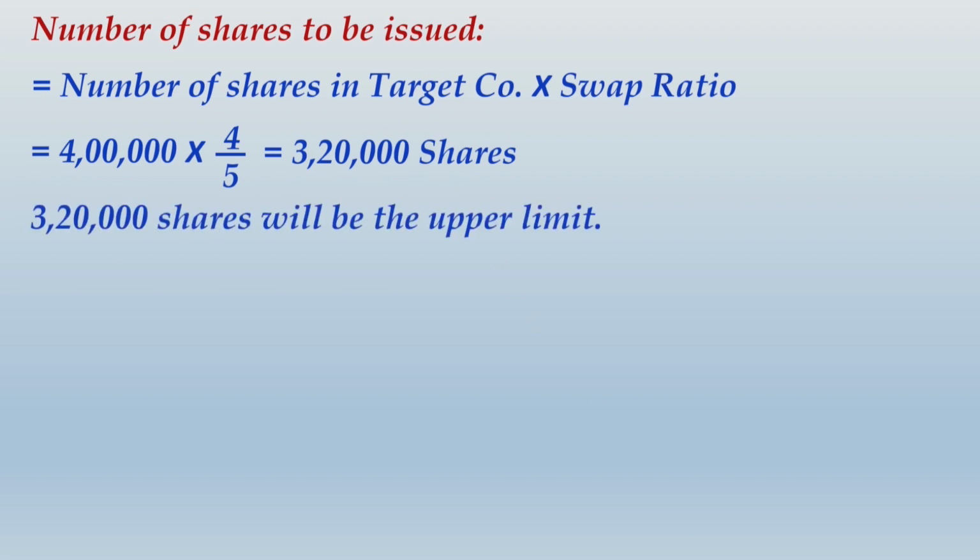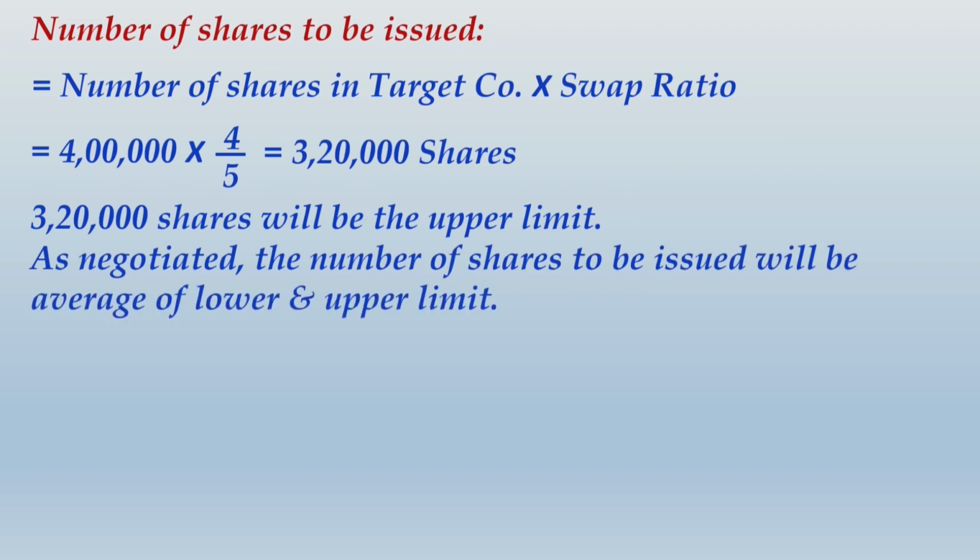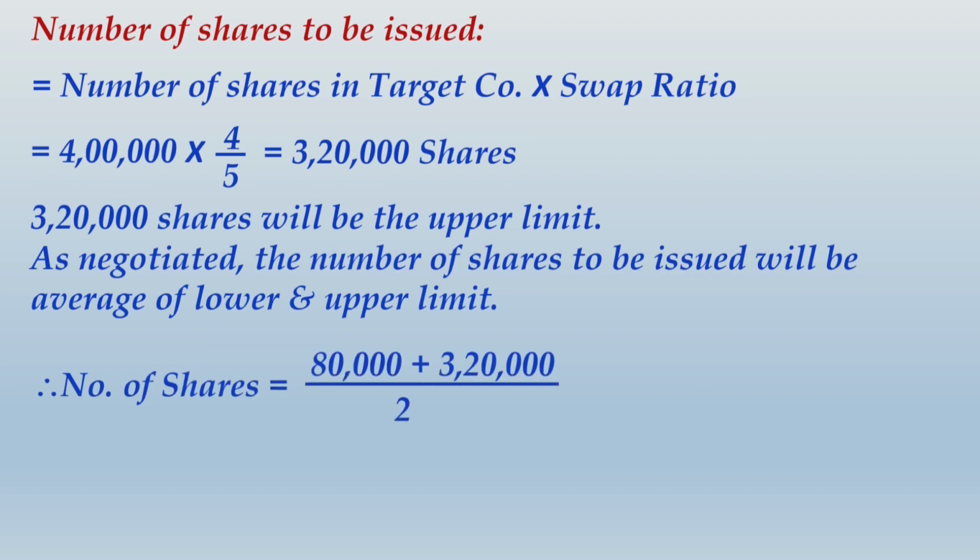And now what they have agreed, the effective number of shares to be finally issued will be the average of this upper and lower limit. So as negotiated, the number of shares to be issued will be the average of lower and upper limit. That number of shares will be 80,000 shares plus 3,20,000 shares divided by 2, and that comes to 2 lakh shares.